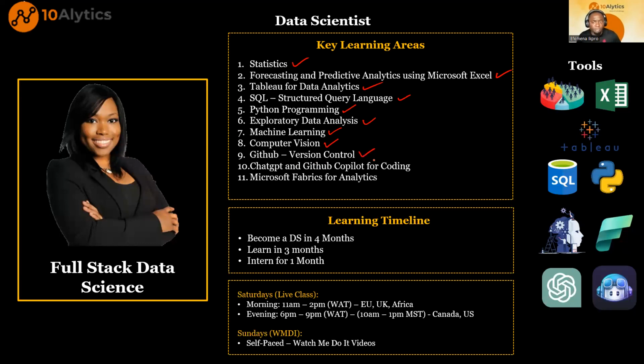You get to work with GitHub for version control. You get to work with ChatGPT and GitHub Copilot for coding, in order for you to code better, decode better, write your code faster, optimize your code, and so on. You also get to work with Microsoft Fabric for analytics. For people that want to learn Power BI, not just Power BI alone, but end-to-end building an analytical solution that involves Power BI, you will learn it using Microsoft Fabric for analytics.